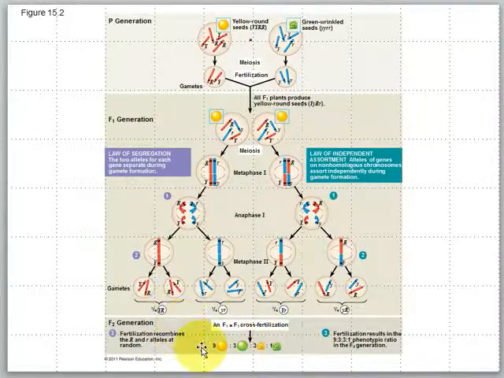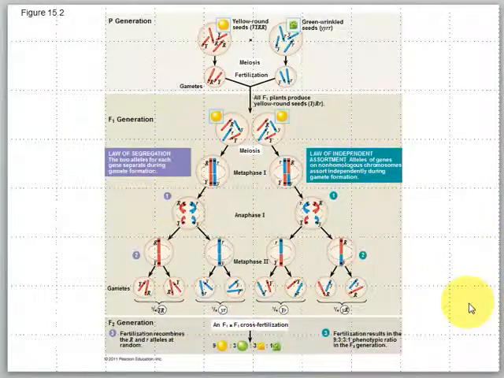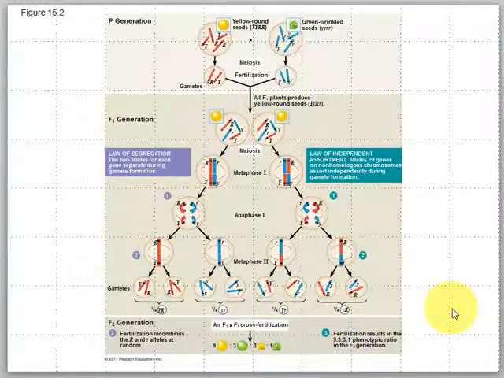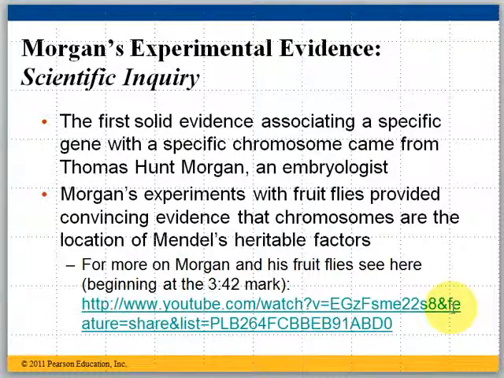So this is what you're going to end up with because of these two laws, the law of segregation and the law of independent assortment. And this ties physically what's going on inside the cell with the idea that Mendel had, even though in his time he didn't have the ability to physically see it happening. So let's move on to some more modern experimentation that also helped to cement this idea that genes are located on specific chromosomes, and we can have physical evidence of this information.